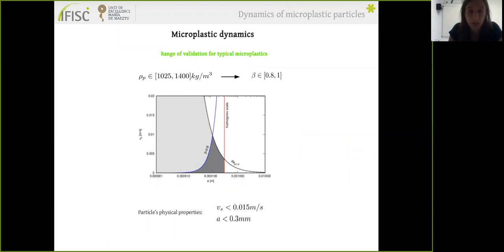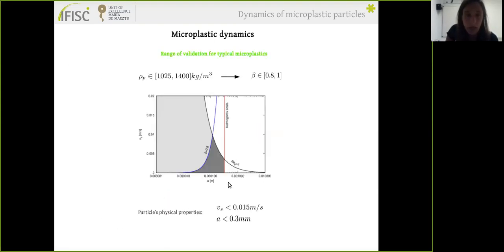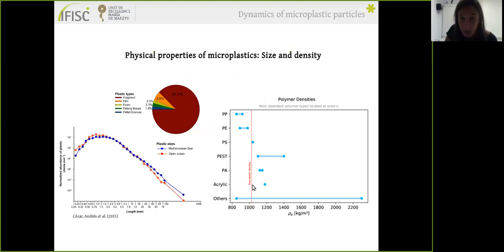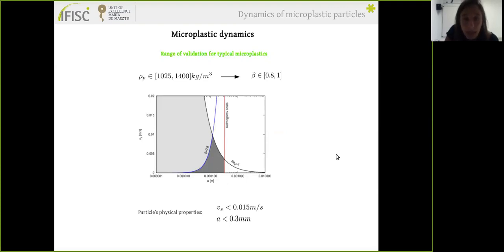The important point here is to look if we can apply these equations to the microplastic particles, because we find that the density of the particles is in this range. If you remember, if we consider the typical density of particles, we are in this regime in which we consider PS, PEST, PA, and acrylic. So in this range, and by considering the seawater density as 1025 kilograms per cubic meter, then we have beta between 0.8 and 1.